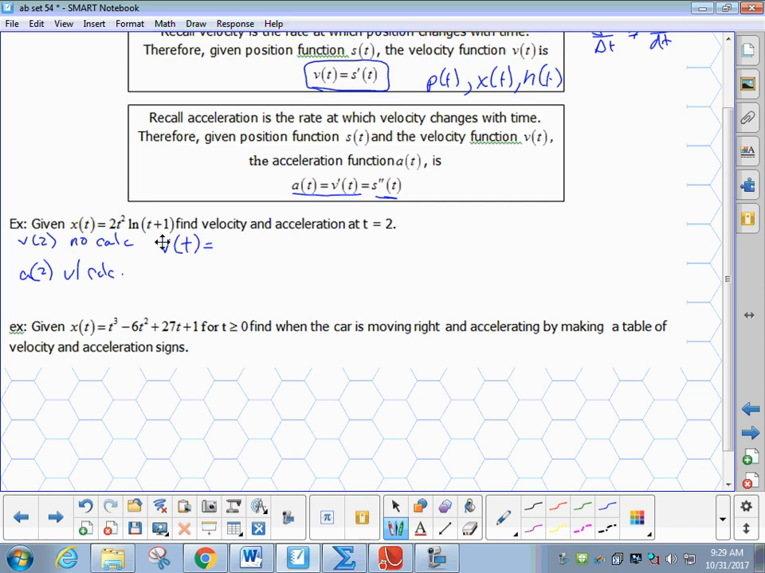Don't be in a rush to put 2 in. Do this in 2 steps. Find the general derivative, then put 2 in, please. That's just good calculus. You can leave it ugly in the velocity case.